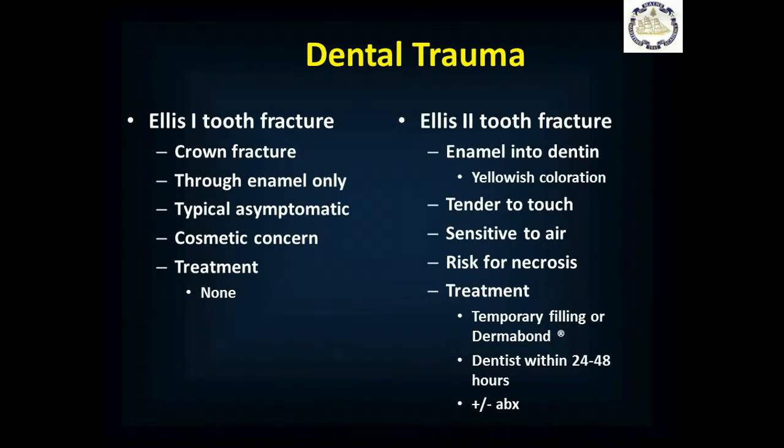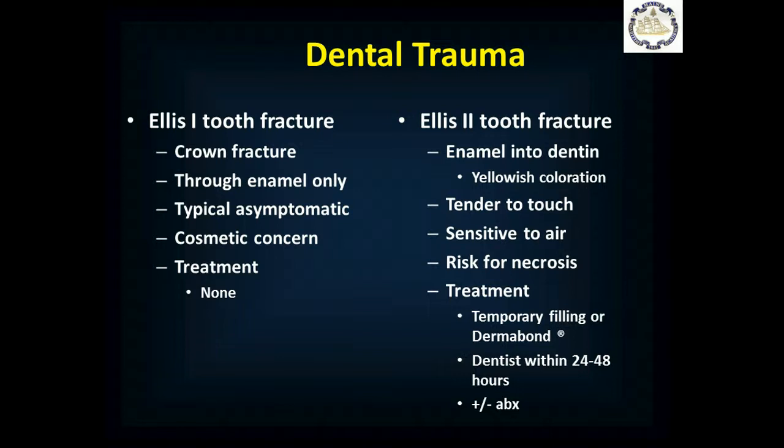Dental trauma is pretty common, and we classify it based on the Ellis system of 1, 2, or 3. In an Ellis 1 tooth fracture, it's a crown fracture, and it's through enamel only, so it doesn't go any deeper than the enamel. It's basically a chip off the tooth, and it's typically asymptomatic, or they can tell it happened because they had some trauma or they bit on something, they spit out a bit of the tooth, and that tooth now feels rough to them. It's cosmetic, but your treatment really is none. Or if it's really bothering them, you can take an emery board or a nail file down the sharp edge just a little bit, but there's really nothing that needs to be done.